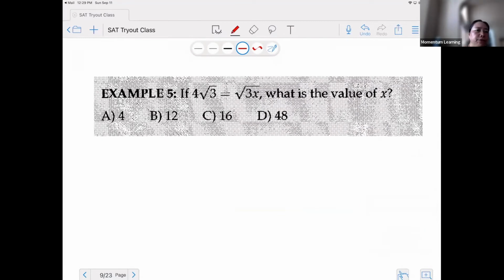If the fourth root of 3 equals the square root of 3 to the x, what is the value for x? Okay, what is the value for x?